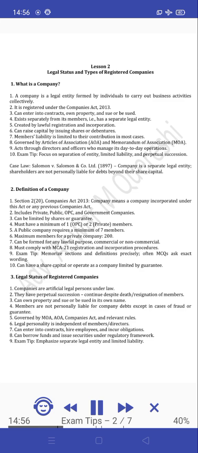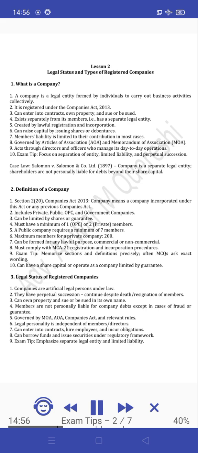5. Created by lawful registration and incorporation. 6. Can raise capital by issuing shares or debentures. 7. Members' liability is limited to their contribution in most cases. 8. Governed by Articles of Association (AOA) and Memorandum of Association (MOA). 9. Acts through directors and officers who manage its day-to-day operations. 10. Exam tip: focus on separation of entity, limited liability, and perpetual succession.